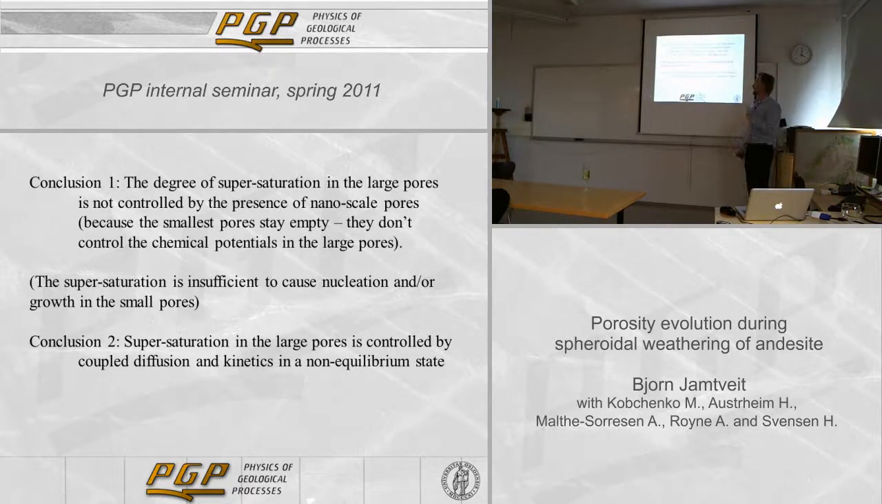So that means that there is a non-equilibrium, which is the wording used by a group of researchers in rock deterioration. The supersaturation is then controlled by non-equilibrium processes, which are controlled by coupled diffusion and kinetics. So it is driven by something that gets in from the outside that drives the system out of equilibrium. And so the supersaturation in the big pores is not related to what's happening in the really tiny pores in the rock, but to transport and kinetics.